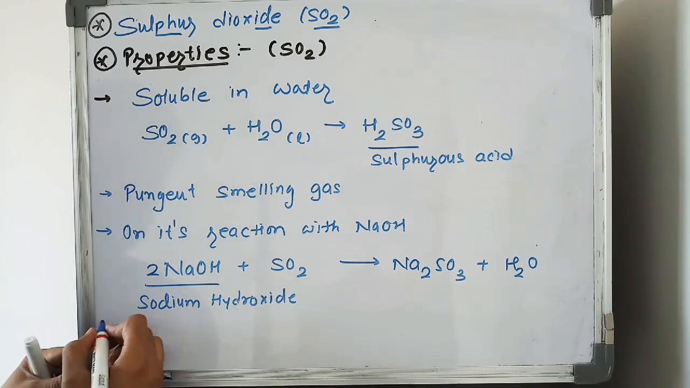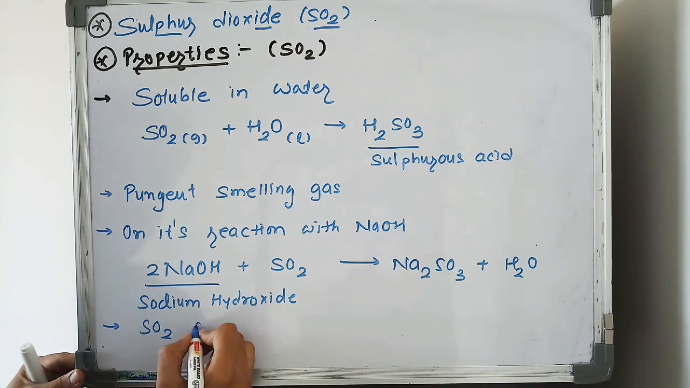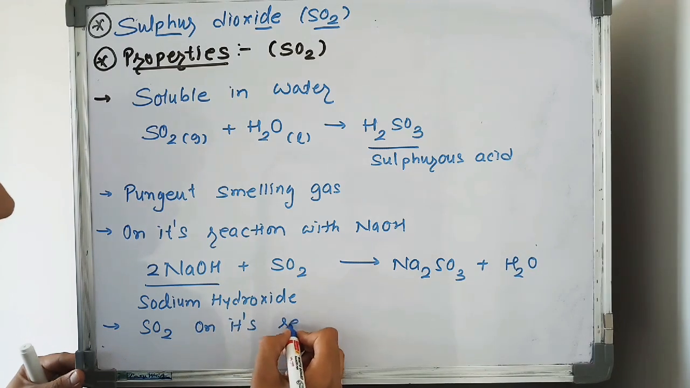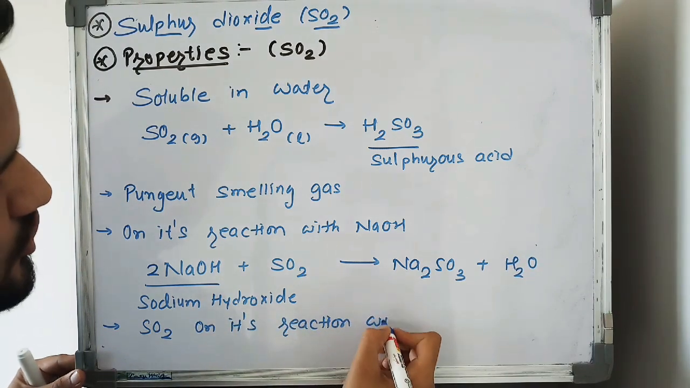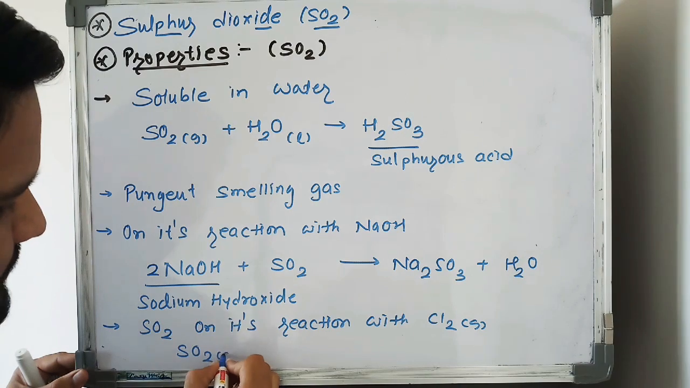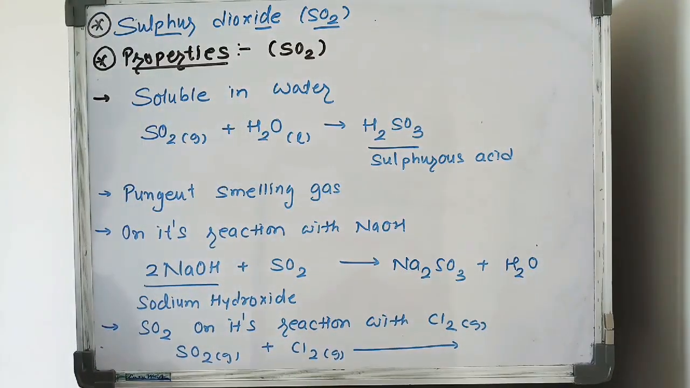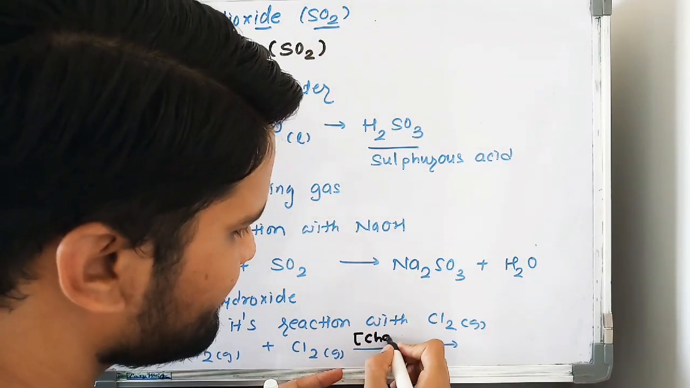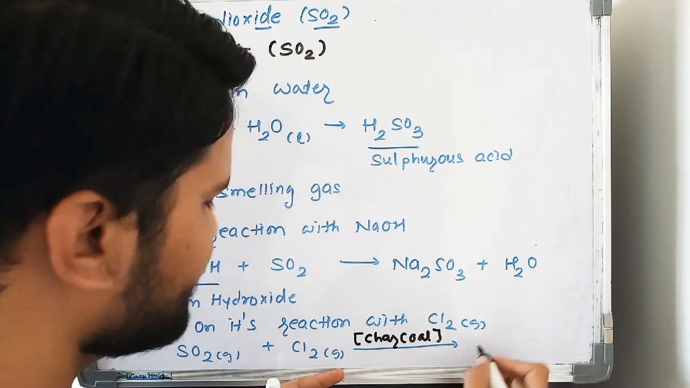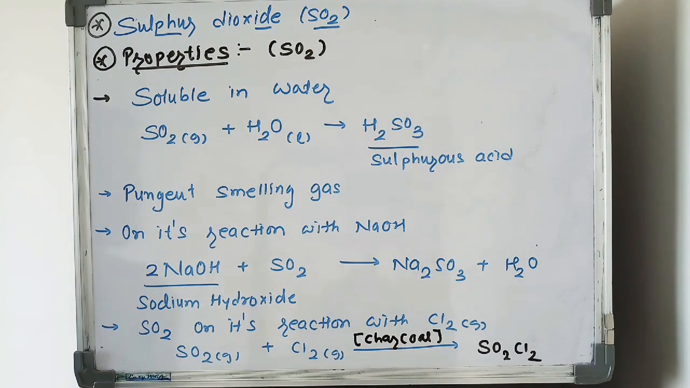Similarly, sulfur dioxide on its reaction with chlorine gas in the presence of a catalyst like charcoal gives SO2Cl2, and this SO2Cl2 is called sulfuryl chloride. So these are the properties of sulfur dioxide.